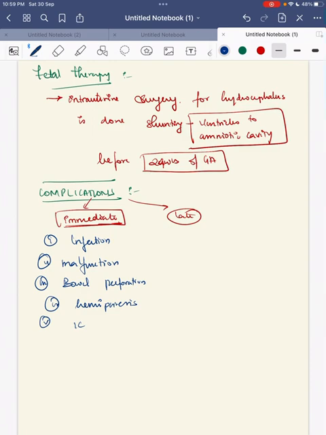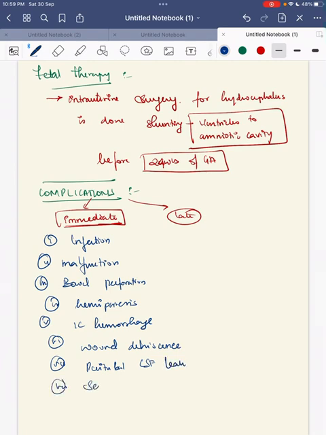There can be intracranial hemorrhage. The child can get wound dehiscence. There will be CSF leak. There can be peritubal CSF leak. The child can develop seizure also. Okay, so these can be immediate complications.